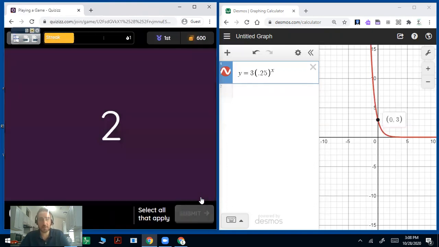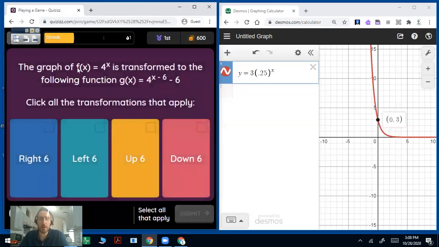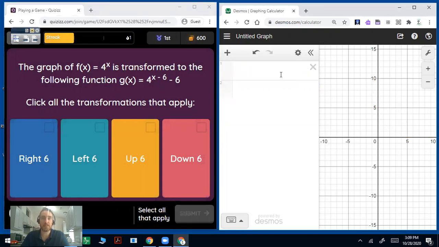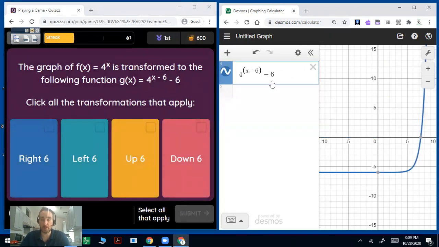Oh, I'm in first place. Next question. The graph of f of x equals 4 to the x is transformed to the following function. G of x equals 4 to the x minus 6, minus 6. 4 raised to the parentheses, x minus 6. Those parentheses are important, otherwise it will put this minus 6 down here.